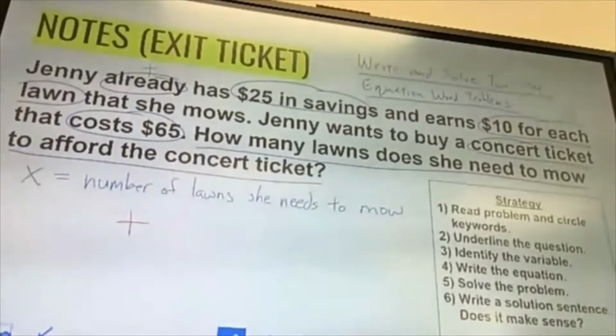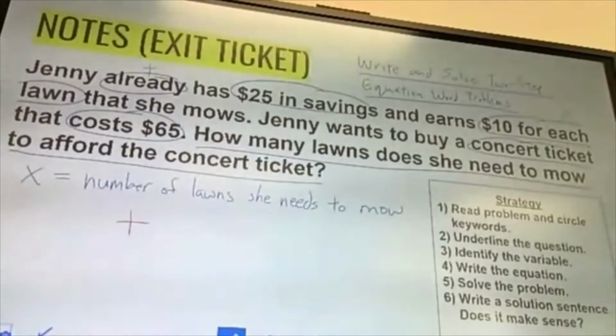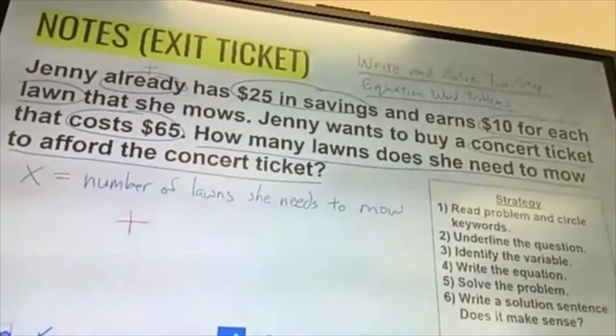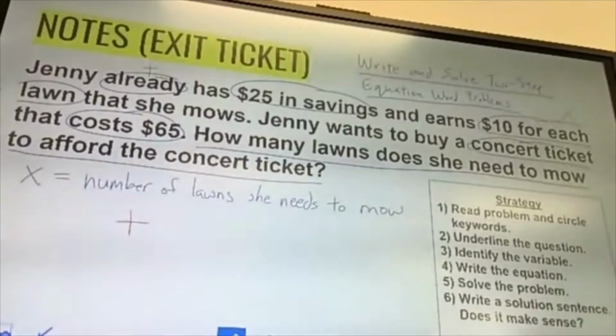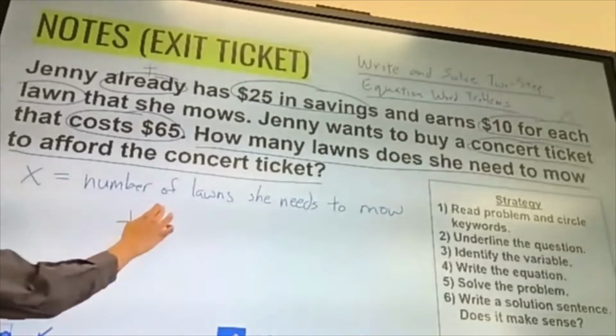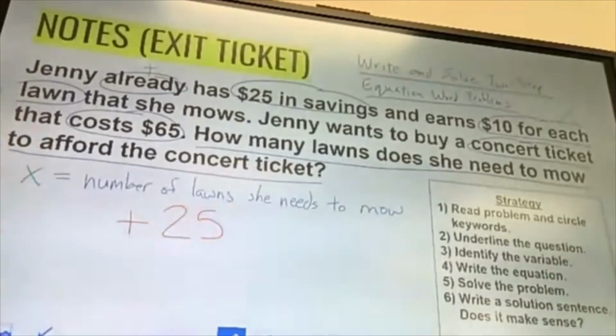And we're multiplying. Okay. What do you think we're adding? What number do you think we're adding based on the word problem? I think we're gonna add $25. Right. Why do you think we're adding 25 and not adding the 10 or the 65? Because the 25 is already in savings. Yes. The 25 is already in savings. Okay. So already tells us we're adding the 25. She already has that amount of money. So plus 25.